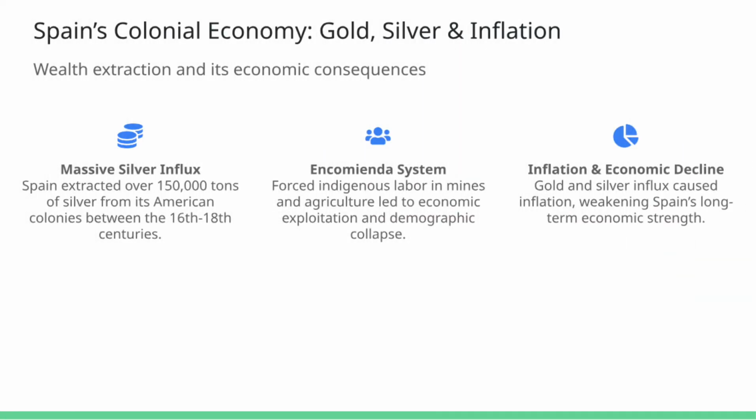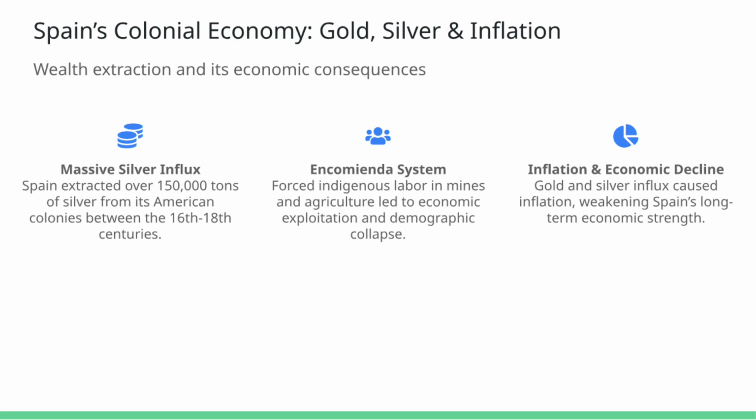Spain was one of the richest empires in the world. But was it really wealthy? That's where things get interesting. Spain extracted over 150,000 tons of silver from its American colonies between the 16th and 18th centuries. That's an astronomical amount, enough to make Spain the economic powerhouse of Europe, or so they thought. In reality, this massive silver influx created as many problems as it solved.